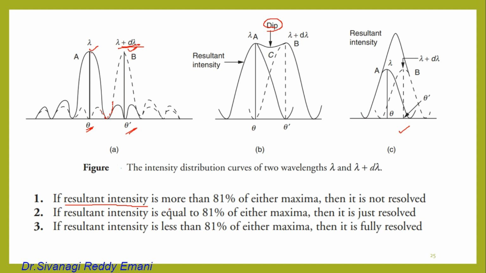Whatever resultant intensity we calculate, if the resultant intensity is more than 81% of either maximum, here we have lambda and lambda plus d lambda, if we take any one, if the resultant intensity is more than 81% of either maxima, then it is not resolved. If the resultant intensity is equal to 81% of either maxima, then we can say it is just resolved. If the resultant intensity is less than 81% of either maxima, then it is fully resolved.